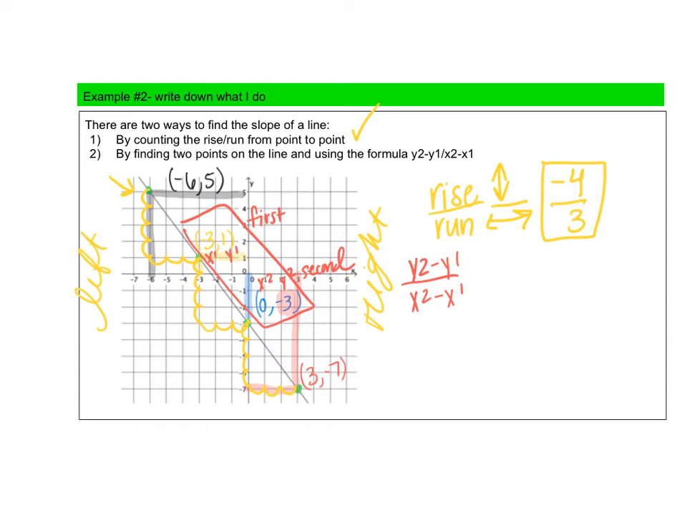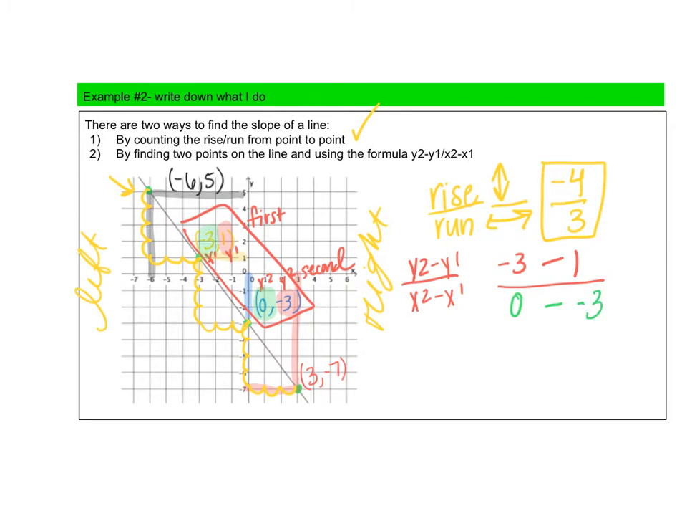I'm starting with y2, so I'm starting with a -3. So I'm doing -3 minus y1. My y1 is a 1. And then I'm doing x2. My x2 is a 0 minus x1, which was a -3.